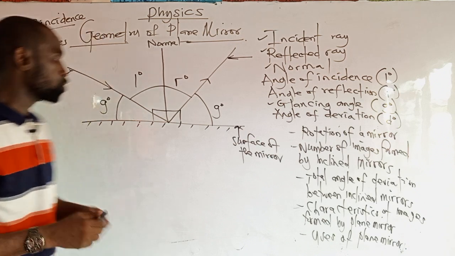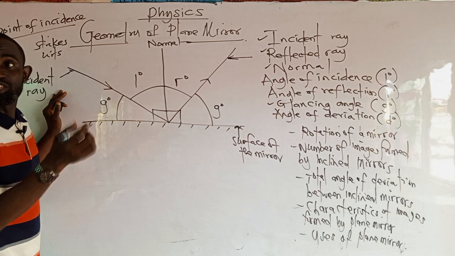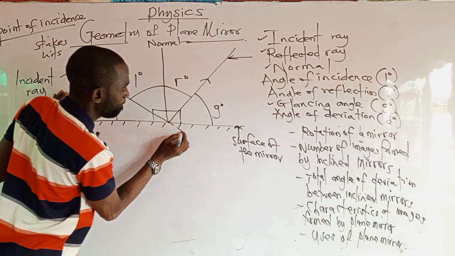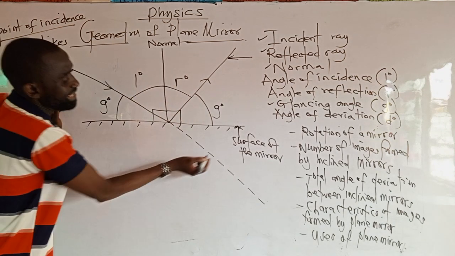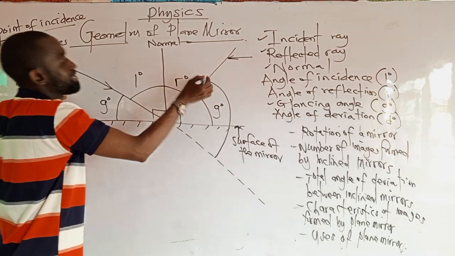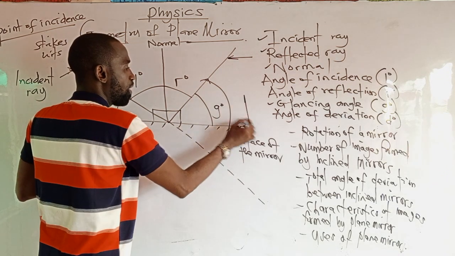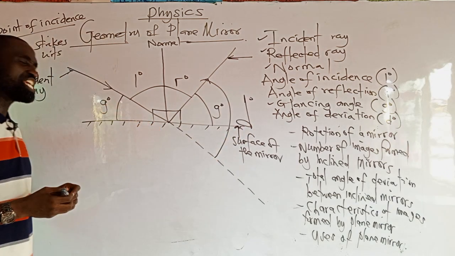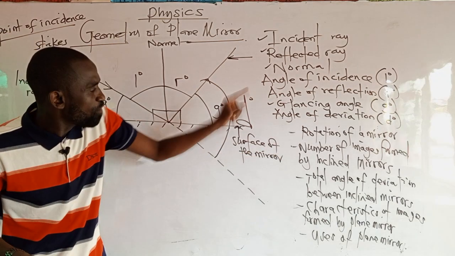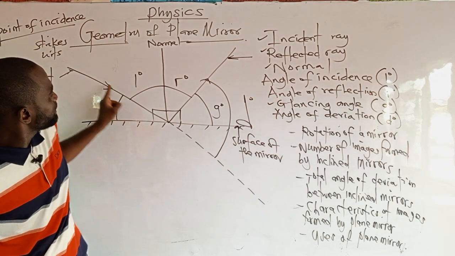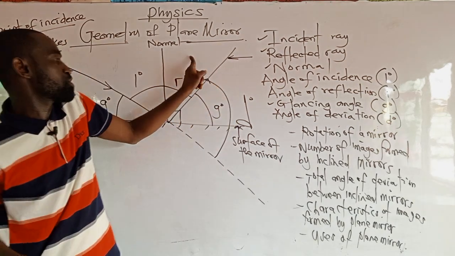Angle of deviation. Good. Now, this ray, we assume is supposed to be going like this. Are you with me? It now bends to this place. So from here to here is what we call angle of deviation. Take note. What is angle of deviation? Angle of deviation is the angle between the original direction of a ray of light and the final direction.